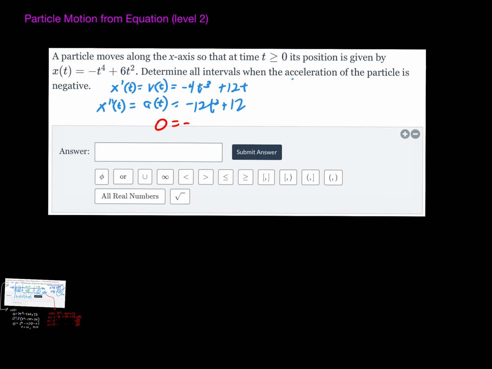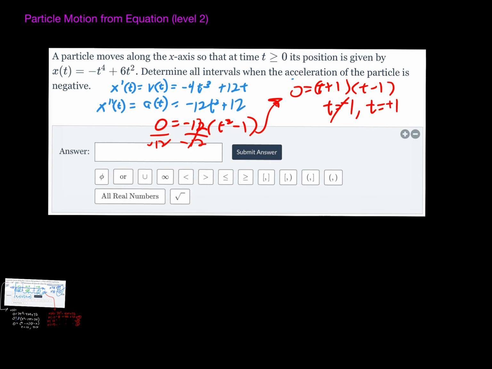I'm going to take out a common factor, which is negative 12, which leaves me with t squared minus 1. Let's divide that negative 12 out, and that's still 0. So we have 0 equals, now that's a difference of two perfect squares, t plus 1 times t minus 1. Now you're going to get t equals negative 1 and also t equals positive 1. Remember, we're not dealing with negative time, so we have positive 1. Any event's going to start at 0 and move forward.